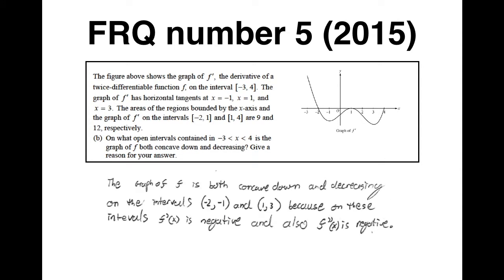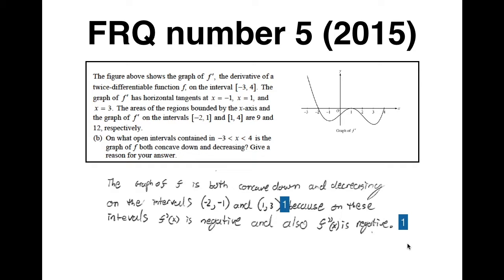So we'll see what the student said. The graph of f is both concave down and decreasing on the intervals (-2, -1) and (1, 3), because on these intervals f prime is negative and also f double prime is negative. The student earned 2 points here, 1 for identifying the intervals and 1 for giving a reason. So write sentences when you give reasons in AP Calculus AB.